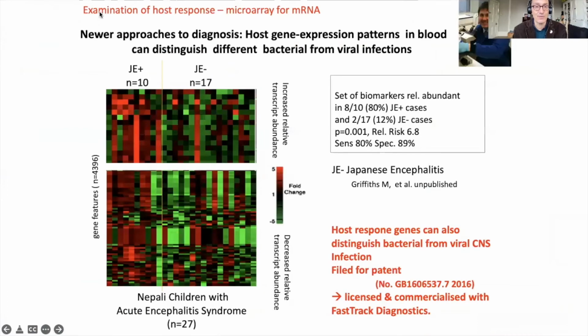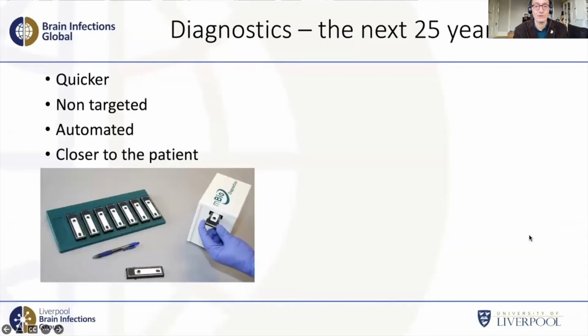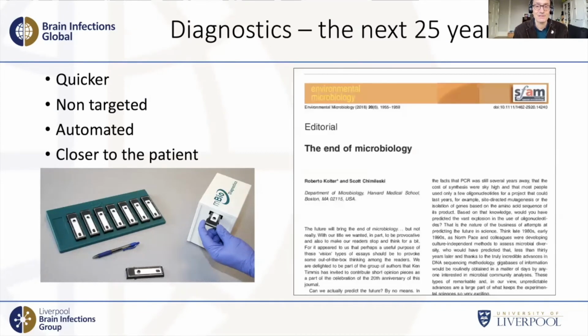And here's an example of this from Mike Griffiths in Liverpool, showing that you can use host gene expression to distinguish, in this case, Japanese encephalitis patients from patients with JE mimics. And we've also used this approach to distinguish patients with bacterial from viral CNS infections. And this has gone to be patented. And the same or a very similar approach used by Mike Levine has proved useful in distinguishing, in any febrile illness, viral from non-viral. So in the next 25 years, diagnostics will be quicker, non-targeted, automated, and very much closer to the patient.